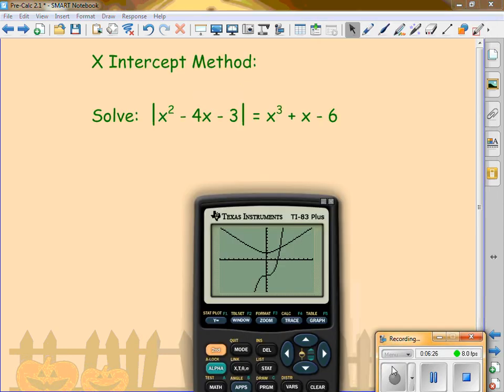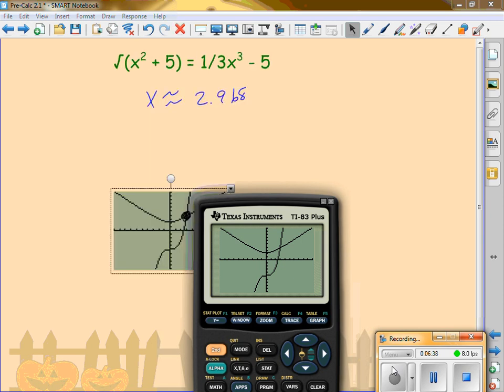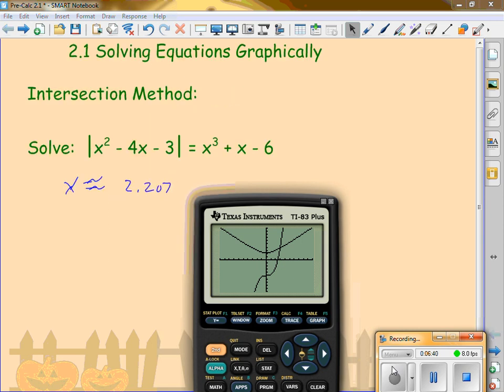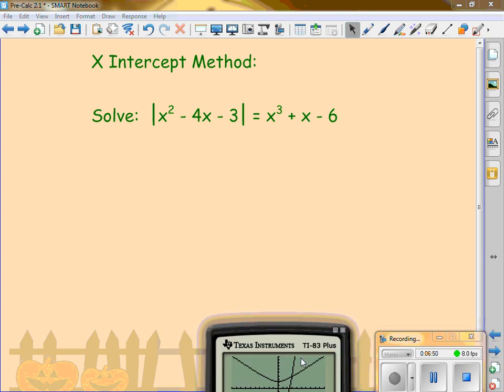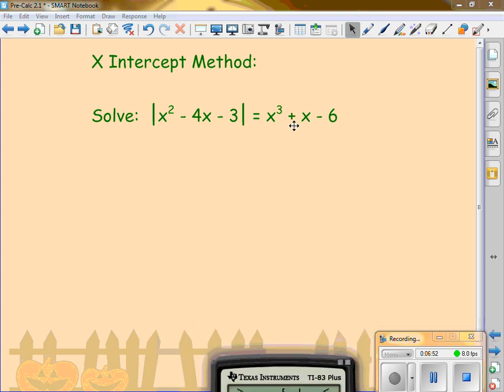This one's the same exact problem as the first one we did. I have that absolute value of x squared minus 4x minus 3 is equal to x cubed plus x minus 6. And this one I was looking for the intersection of both, right? What do you think I'm going to look for in this one? X-intercept. Now, in order to do the x-intercept method, I have to set this equal to 0. One of these has to be moved.